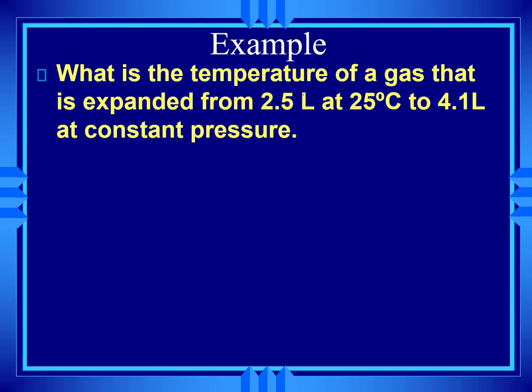Okay, so 2.5 liters is a volume. 25 degrees Celsius is a temperature. 4.1 liters is a second volume, so that other one must be my first. Which did the 25 degrees belong to? 2.5 liters or 4.1 liters? 2.5, so it's a 1. And it says, what is the temperature? So they're looking for temperature 2, the temperature when it's 4.1 liters.